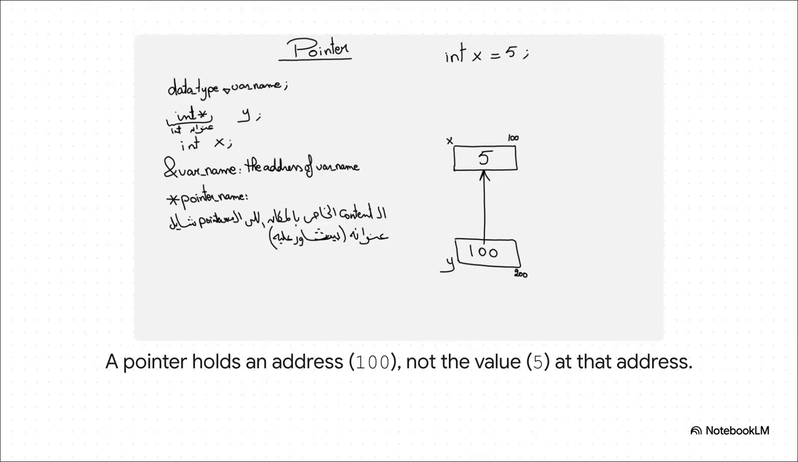This picture makes it perfectly clear. Check it out. We've got a variable x holding the number 5, and it just happens to live at memory address 100. Now look at the pointer y. It doesn't care about the 5 at all. The value inside y is 100, the address of x. It's kind of like having a variable that holds someone's street address instead of their name.